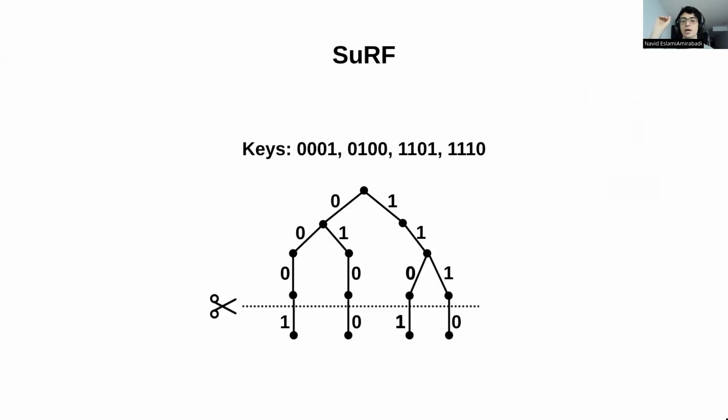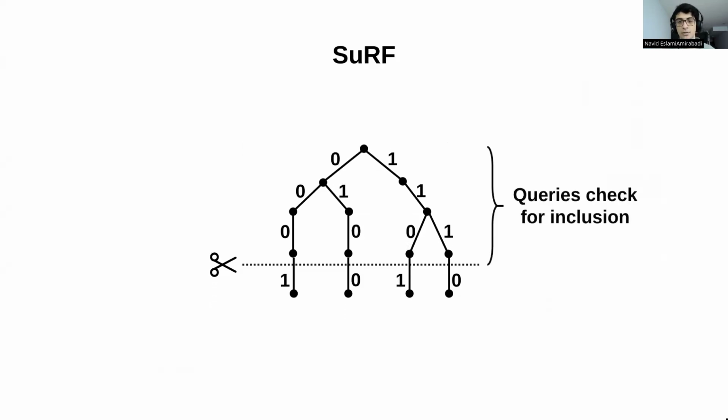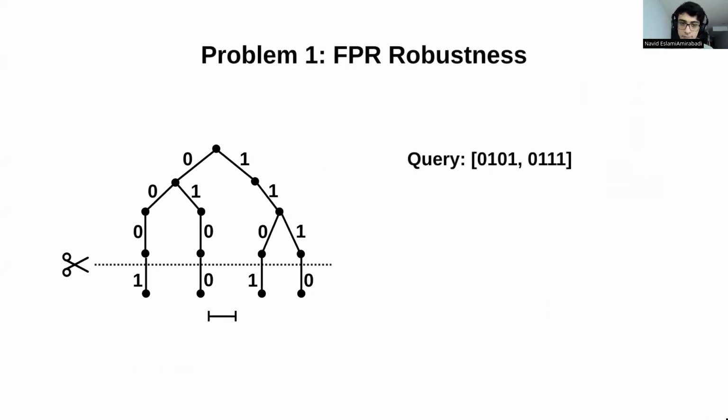So in a sense, any key you take in the dataset corresponds to a unique path from the root to a leaf, and vice versa. Okay. So SuRF uses this truncated trie and only looks at the truncated part to check for inclusion and see if any key is included inside of a given range. Okay. So this setup has several problems.